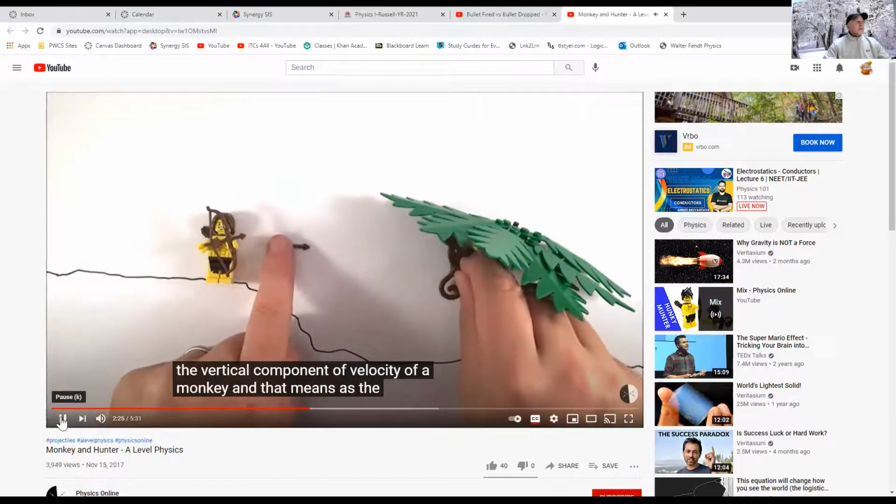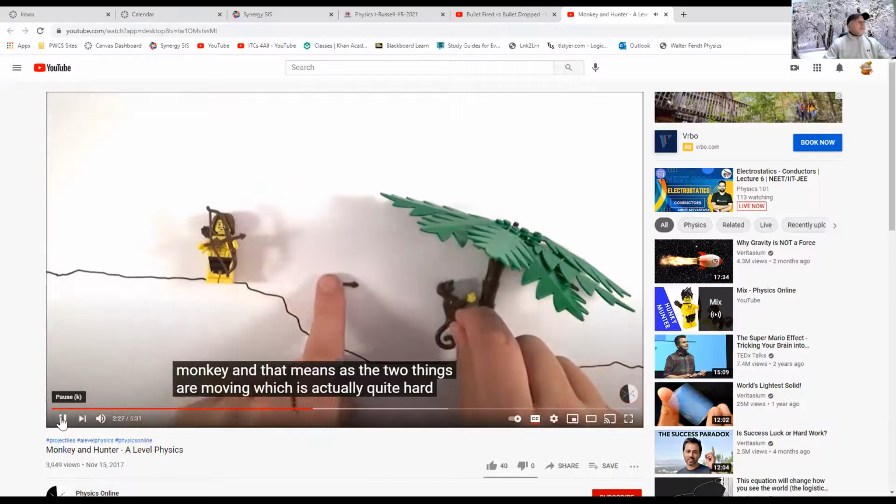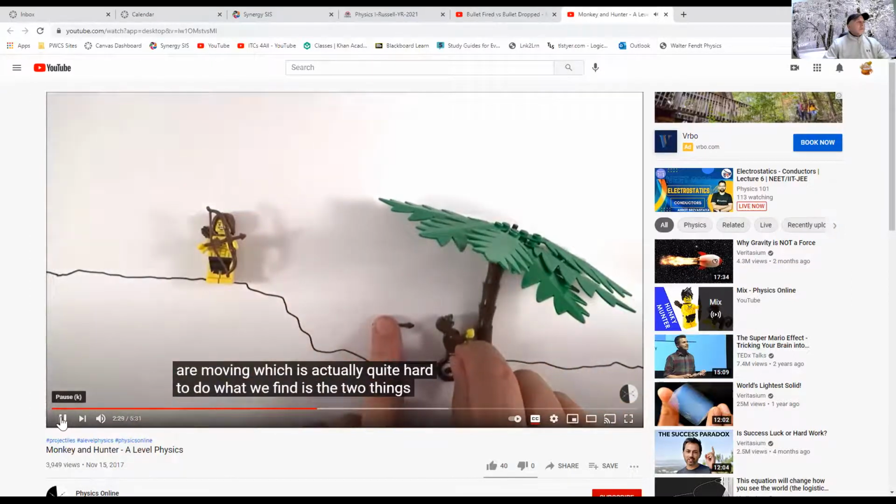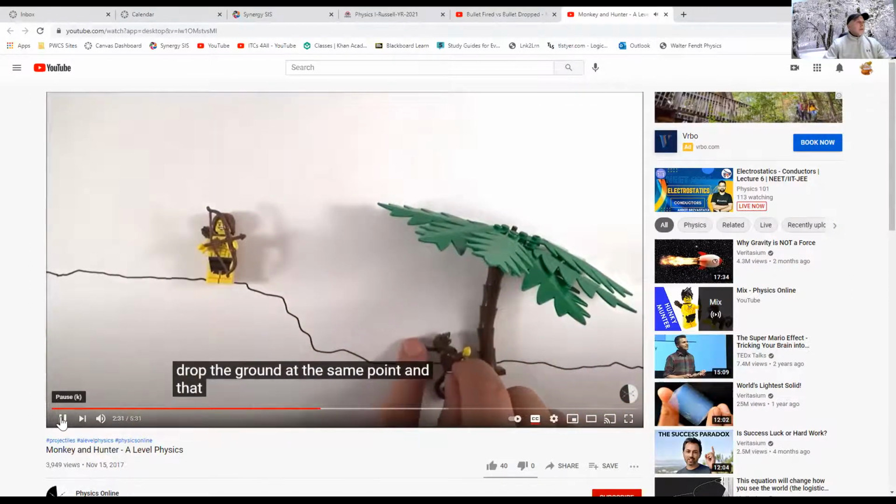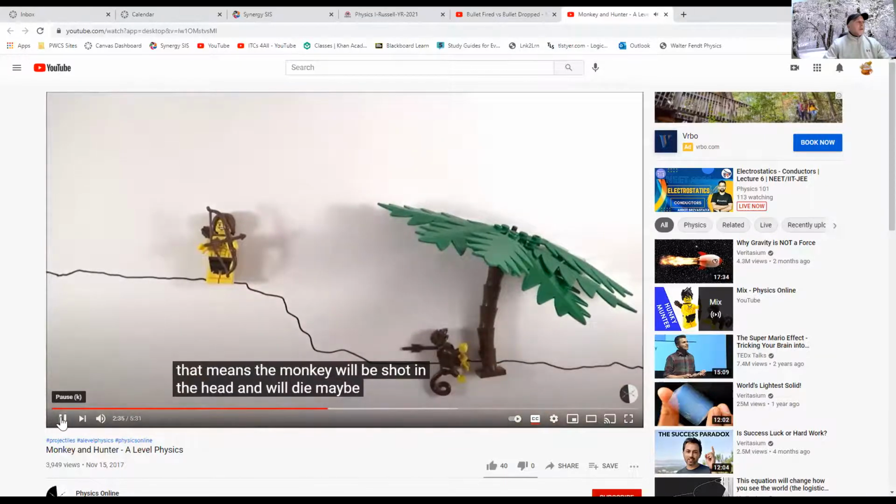And that means as the two things are moving, which is actually quite hard to do, what we find is that the two things drop to the ground at the same point, and that means the monkey will be shot in the head and will die. Maybe not the most PC way of looking at it. All right, so that's the scenario.